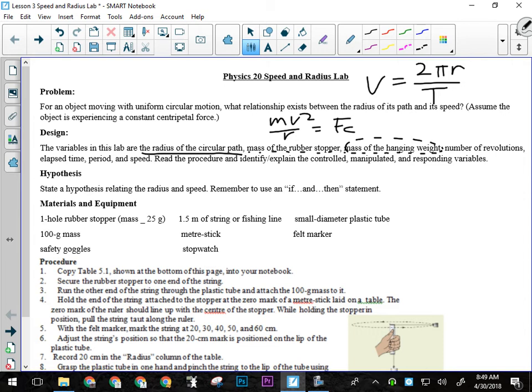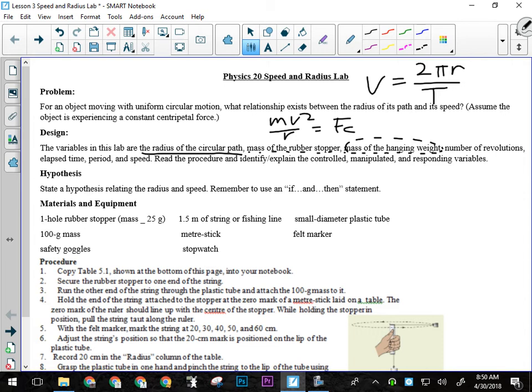So other variables here. We have mass of the hanging weight, number of revolutions. We're always going to be timing the same number of revolutions, because we don't want to just go once around and see if we can time that accurately. There's no way. So we're going to have it go around, I think it's 20 times, and we're going to time 20 revolutions, and then just divide the time by 20, and we'll know how long one revolution is. Elapsed time, period, speed, all of those are going to be in this as well.